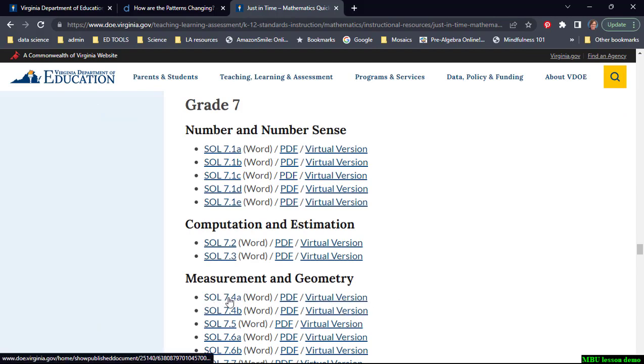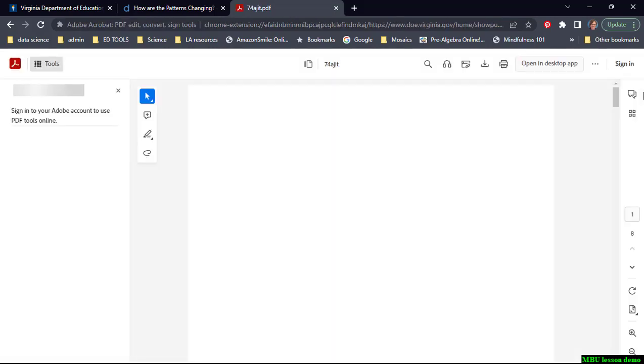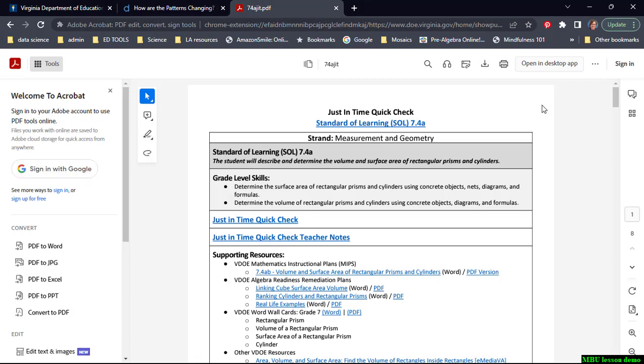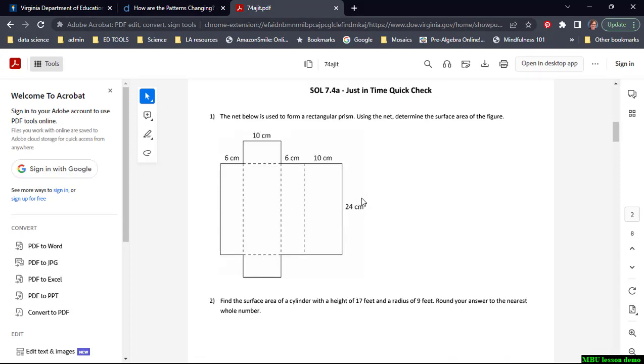But let's say in grade 7, if I'm working on measurement and geometry, they have it in Word, they have it in PDF, and they also have a virtual version. They use Desmos a lot and just have it online for people to use. So one of the good things to come out, I guess, of COVID is all the wealth of online resources that there are now.